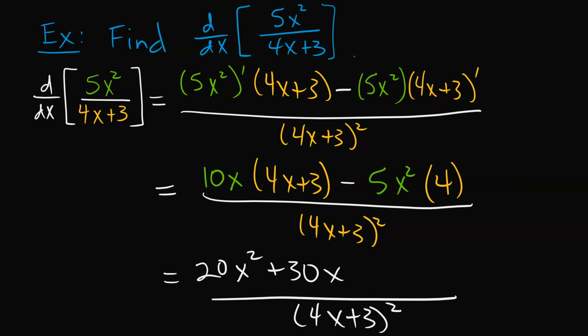A question I'm commonly asked is whether or not we need to factor out the GCF of the numerator. That would be 10x. And the answer is no, you don't need to factor it out unless you're trying to cancel with something in the denominator.